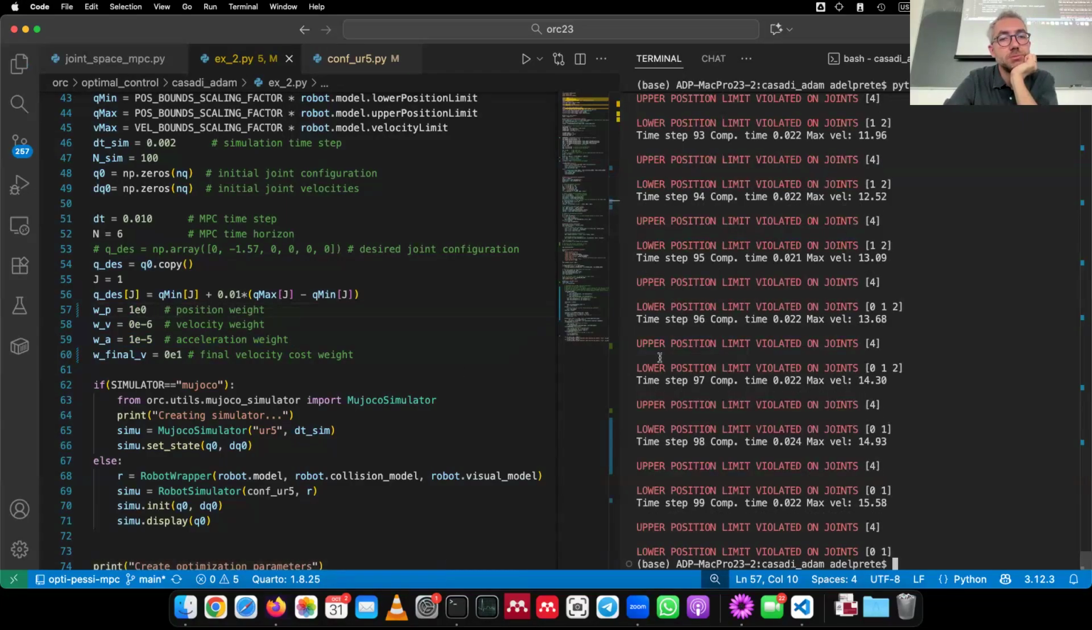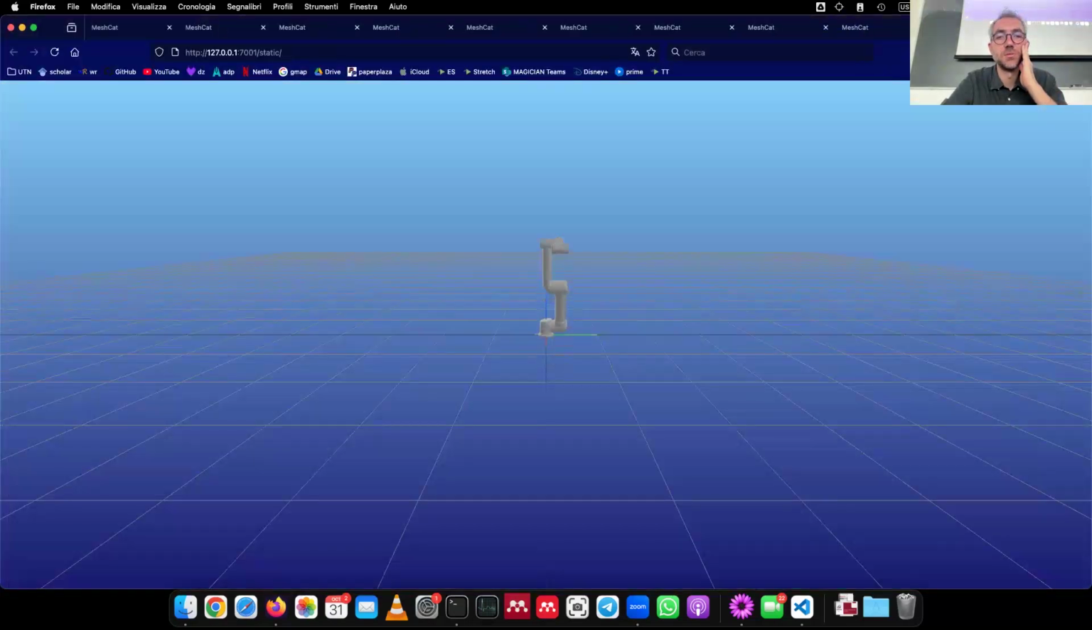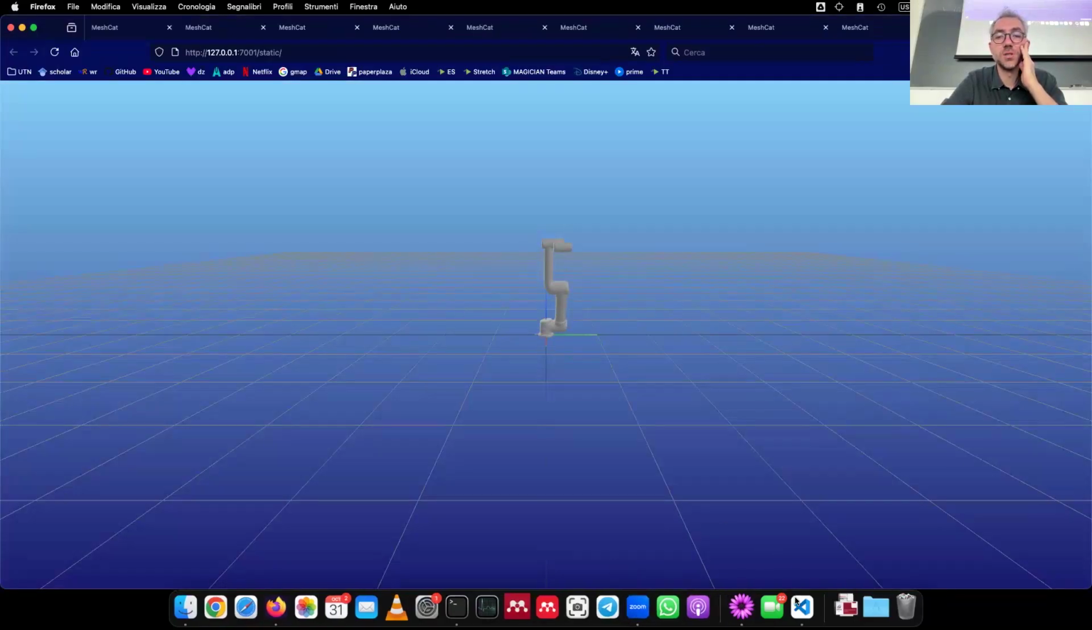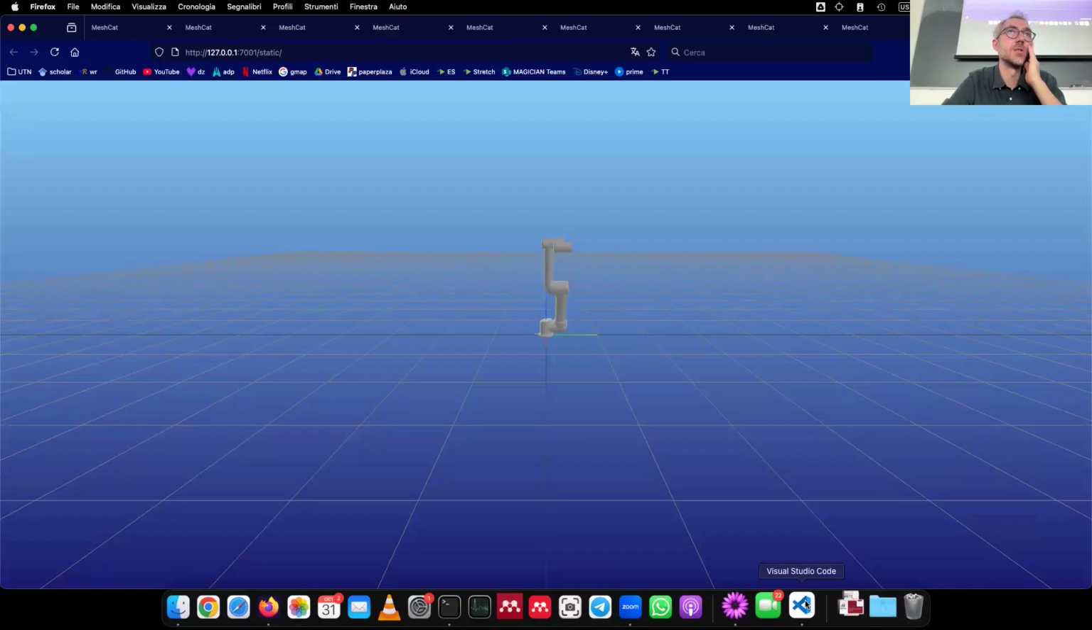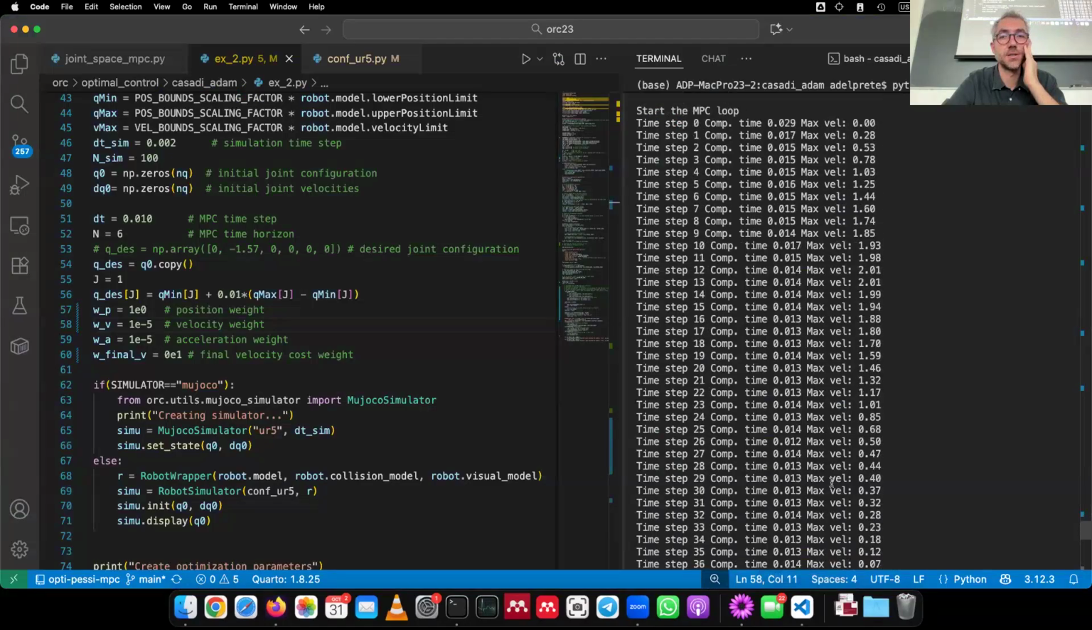We adjust the others. Maybe we can also add a bit of velocity penalty. But that would make it slower. Let's see. Yeah, for sure, it's a bit slower, but maybe it's good. But what is our goal? We're trying to make it faster. We're trying to not violate the inequality constraint, so the joint position limits, and reach the target fast.